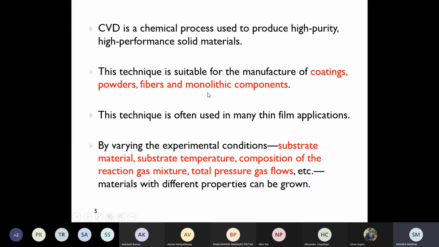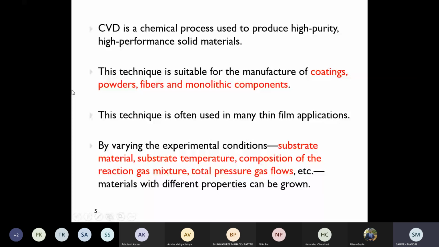Now you might be thinking that coating we know, and powder, film, and monolithic. But fiber depends on the choice of substrate. If I select the substrate in such a manner, then rather than a film, the fiber will form. And for fiber you have to tailor the precursor material as well as the choice of the substrate. This technique is often used in many thin film applications.